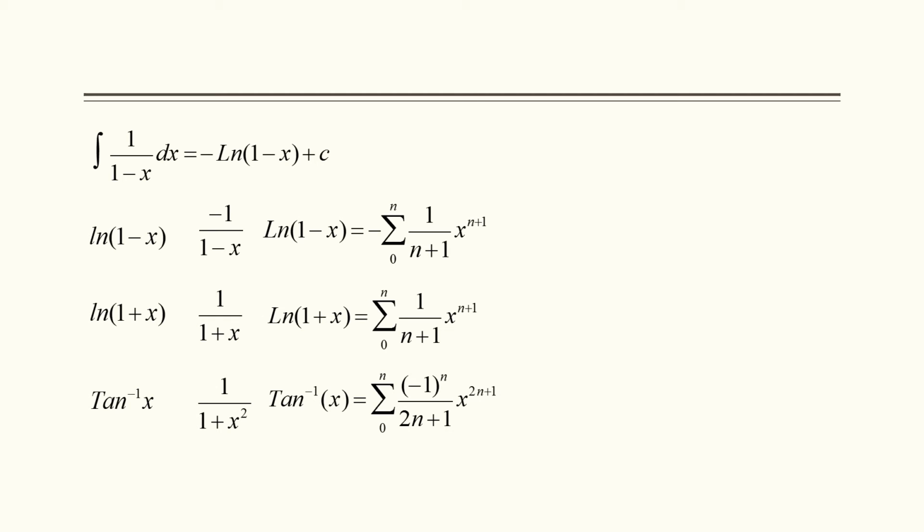And afterwards, we could also find the power series of arctangent x through the integral of 1 over 1 plus x squared. That would equal the power series from 0 to n of minus 1 to the power of n times x to the power of 2n plus 1 over 2n plus 1.